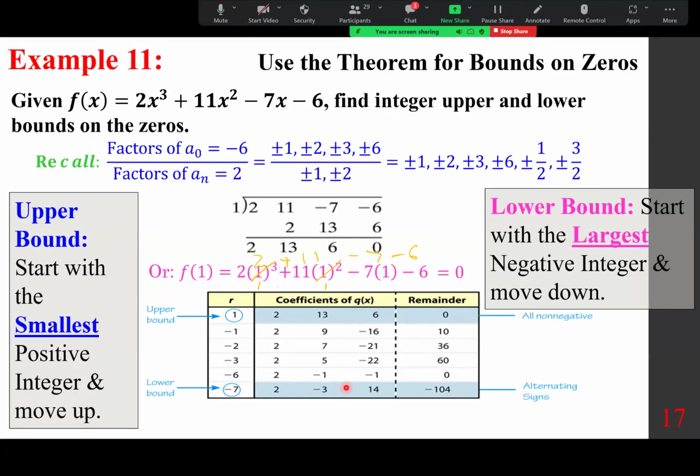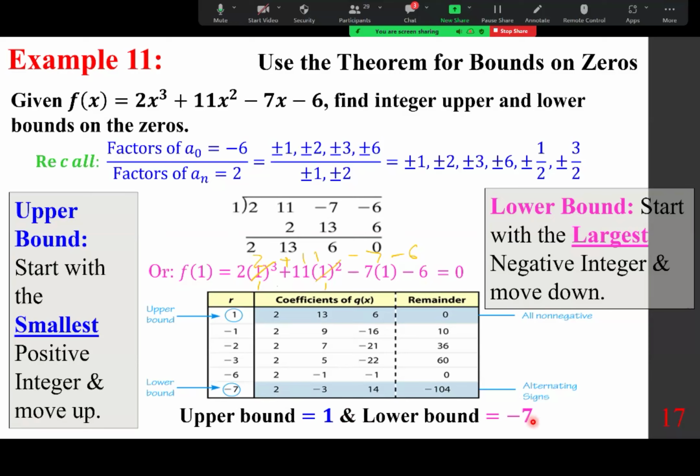And -7, this is the one, the alternates. Notice positive to negative, negative to positive, positive to negative, and that means the lower bound. So according to this, upper bound is 1, lower bound is -7. That means you really have to check -6. That's why it ended up being 0. And if you look at this one, positive, negative, negative, it doesn't alternate. You don't know that. But anyways, you have to continue checking. So that's the idea behind the upper and lower bound.